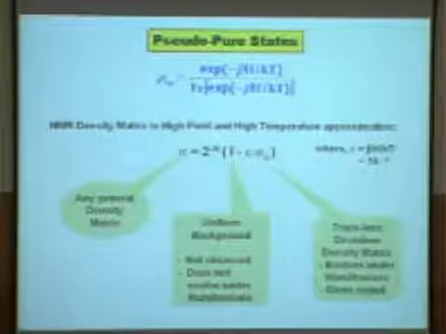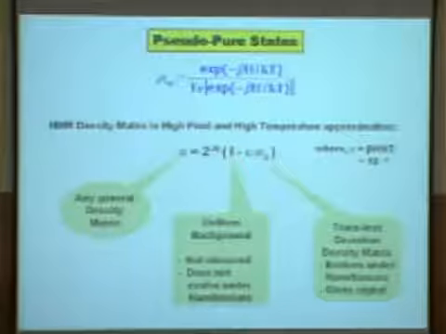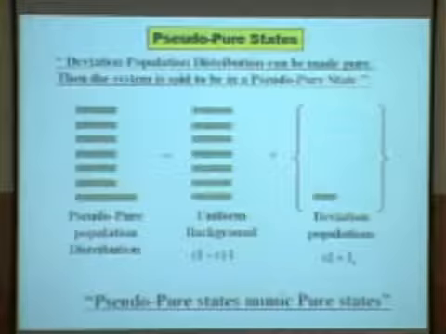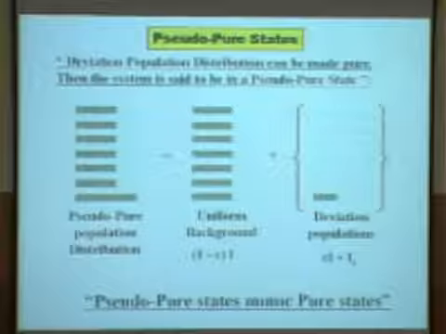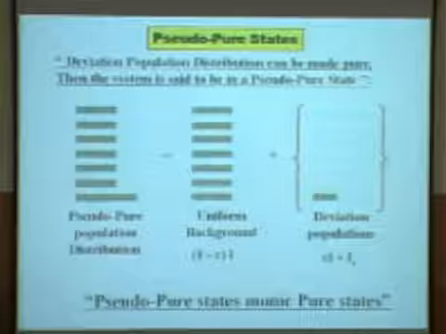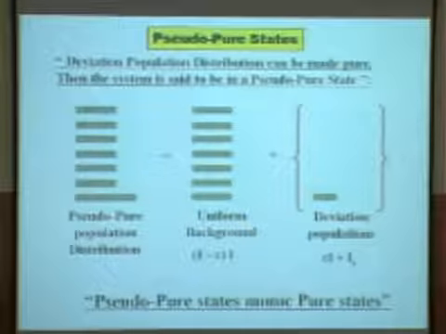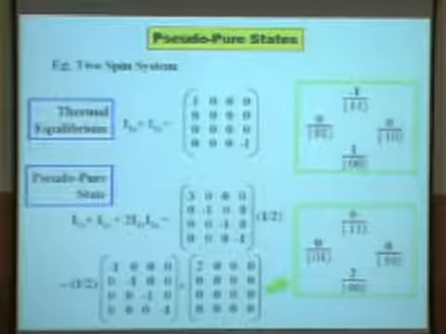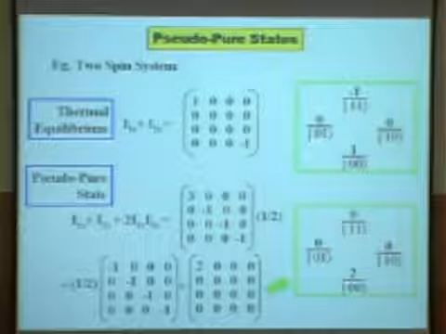And then we can put this deviation density matrix into a pure state, and we call this a pseudo-pure state. In fact, it mimics a pure state. So basically, we create a state in which we have a unit matrix with a uniform background and the deviation part in one of the states. And thus we say that the pseudo-pure state mimics a pure state.